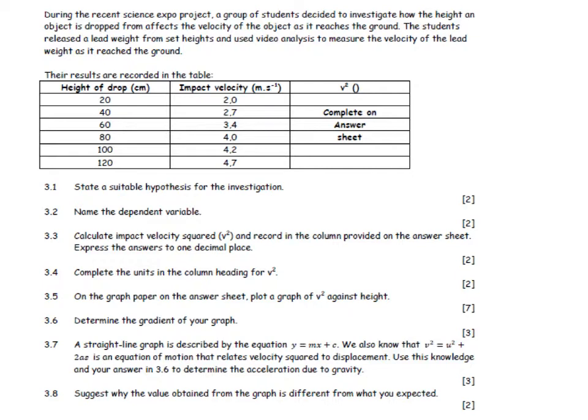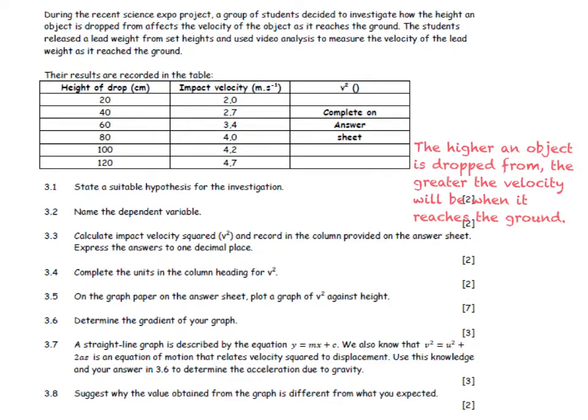So, you've got the height of the drop, the impact velocity is worked out, and they ask you to work out the velocity squared. First, state a suitable hypothesis. Remember that it is always a statement, and it has to link my independent and dependent variables. So something like: the higher an object is dropped from, the greater the velocity will be when it reaches the ground. Name the dependent variable: either the impact velocity, or the impact velocity squared is fine.